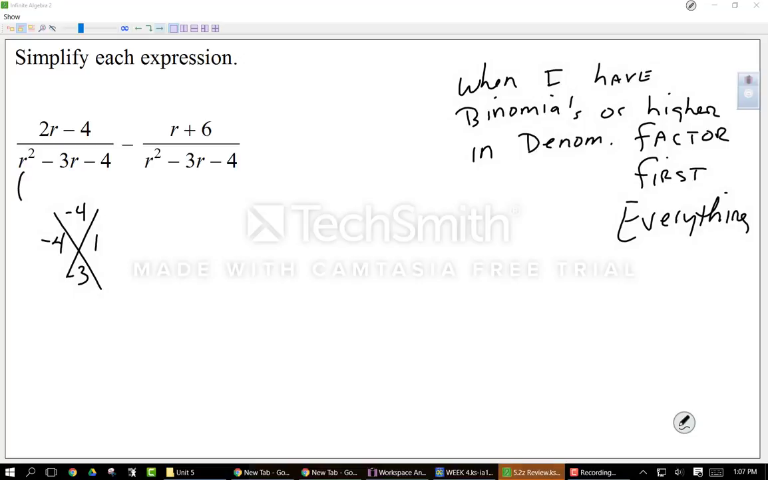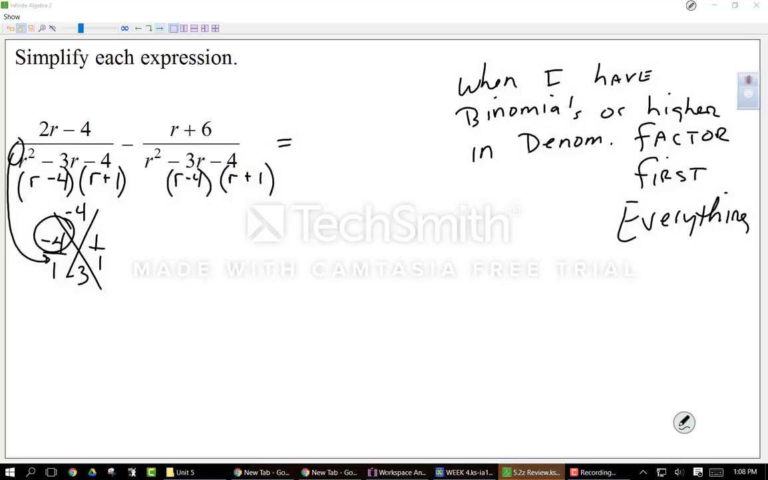Remember that I'm putting them in parentheses. So I divide the negative 4 by 1 because that's what my a value is. Because they both reduce to numbers, negative 4 and positive 1, they both reduce to integers, I can put the negative 4 there, the positive 1 there, and then r here and r there. So I get r minus 4 and r plus 1. That is what your denominator, your trinomial, factors into.